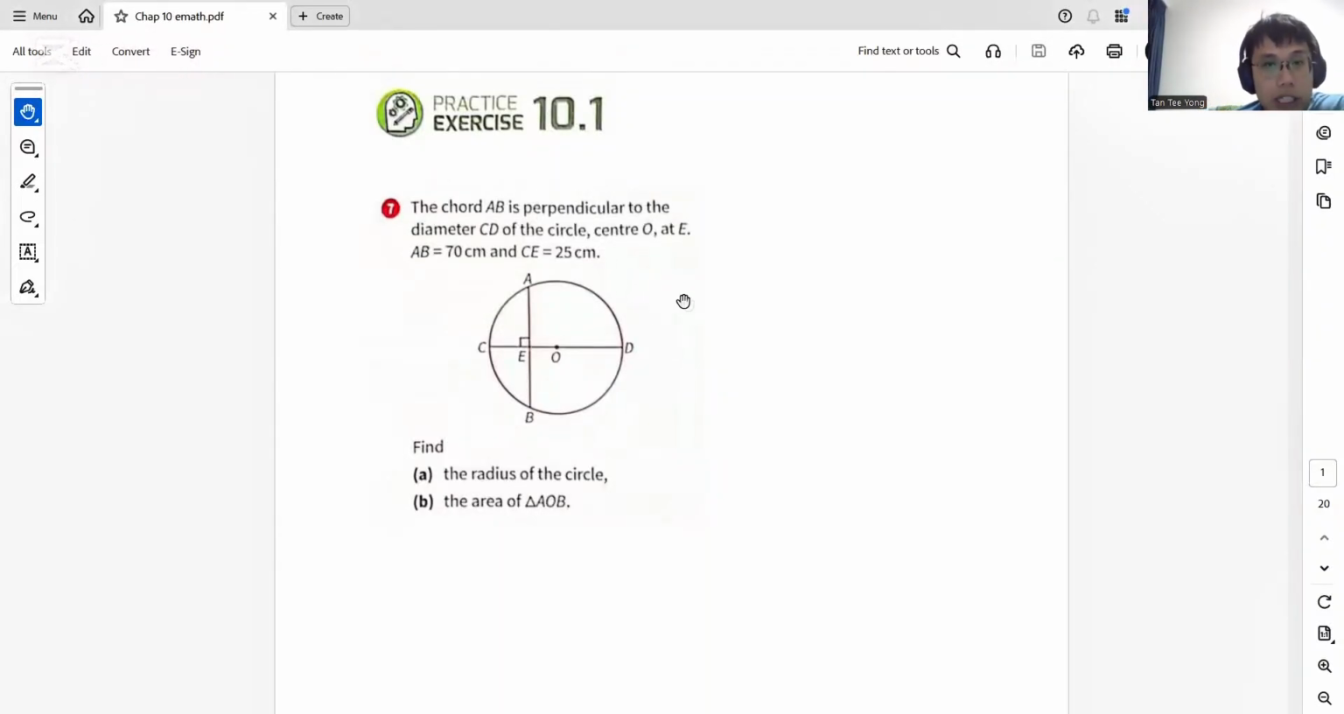Hello everyone. So today I'll be going through practice exercise 10.1, chords of a circle. Okay, so we'll start off with question 7.